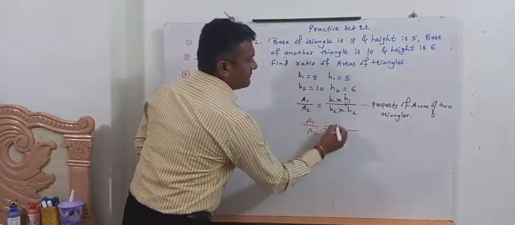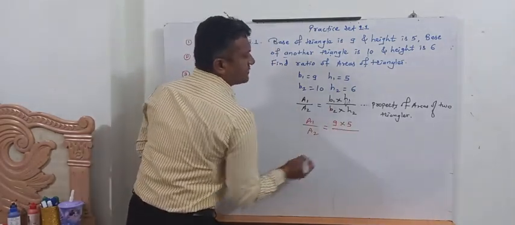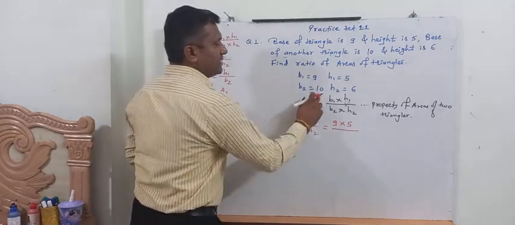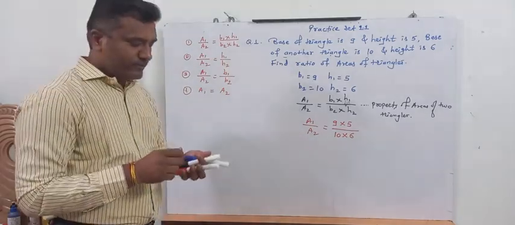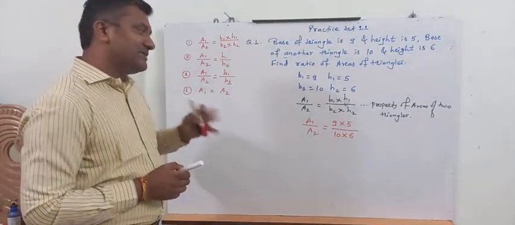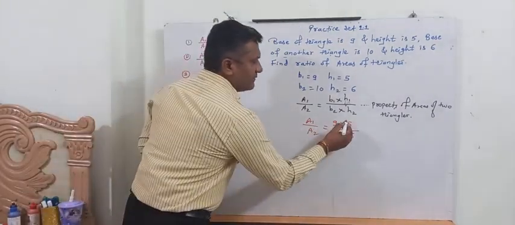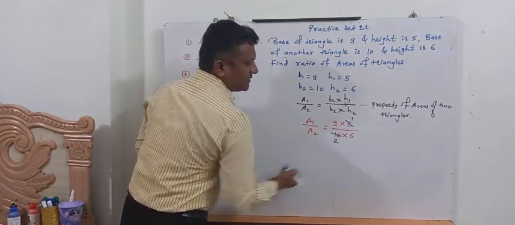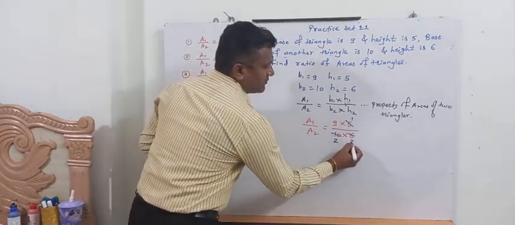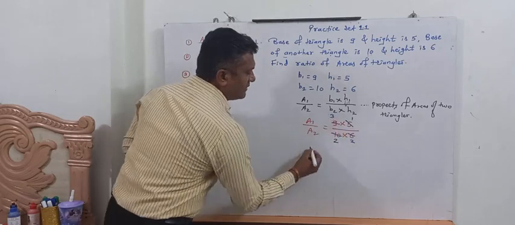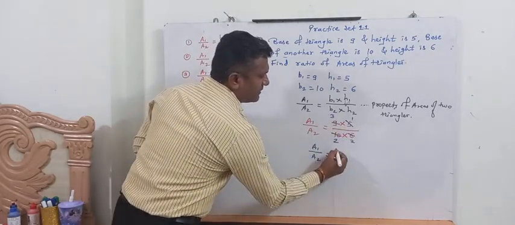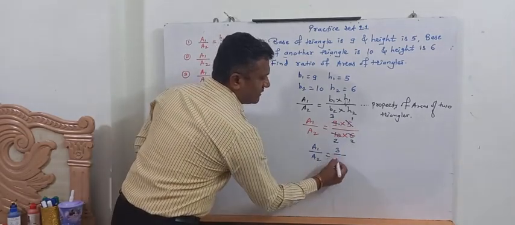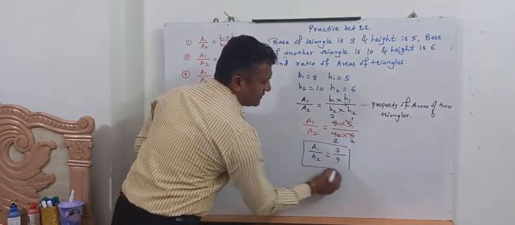So it will be B1, 9 into 5, that is B1 into H1, and 10 into 6, that is B2 into H2. Now we want to cancel it. Very easy. 5 ones are 5, 5 twos are 10, 3 twos are 6, 3 threes are 9. Therefore, A1 by A2 equals 3 into 1 will be 3, 2 into 2 will be 4. So this is your final answer.